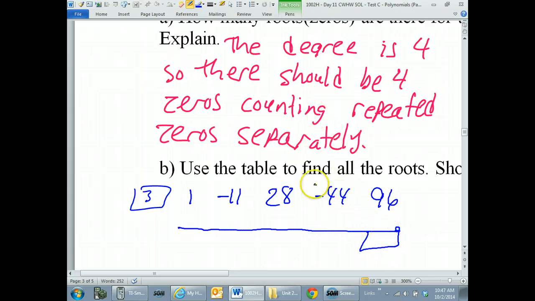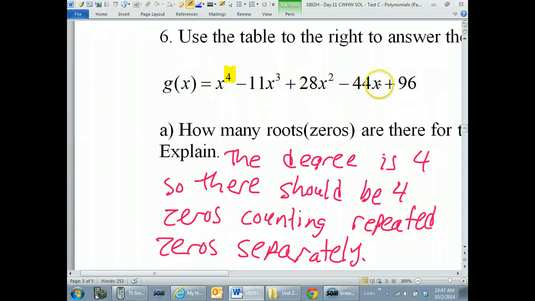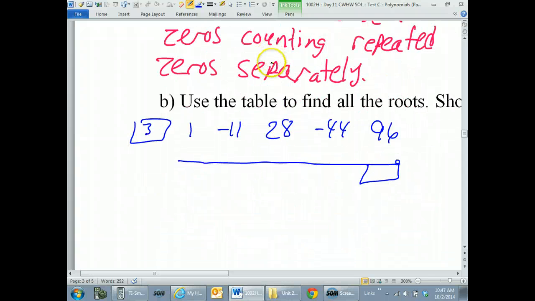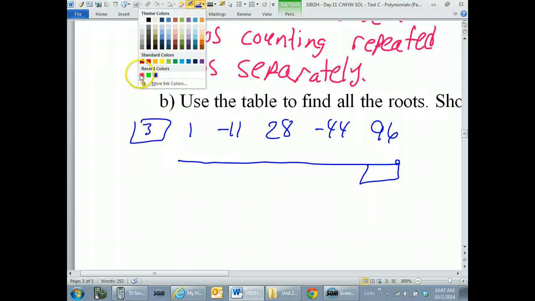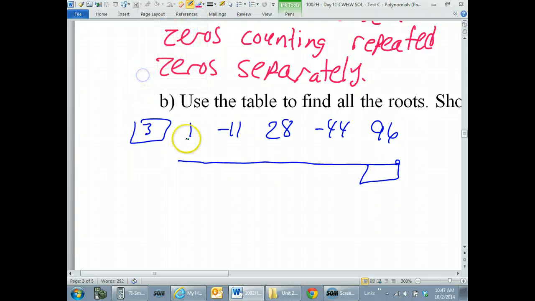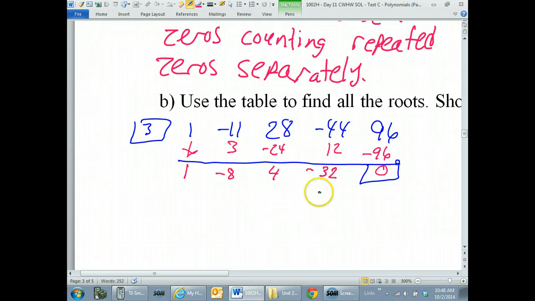Okay, so we're going to do our synthetic division. Those numbers were the coefficients of this polynomial. So here we go. I bring this down. I multiply, I get 3. I add, I get negative 8. I multiply, I get negative 24. I add, I get 4. I multiply, I get 12. I add, I get negative 32. I multiply, I get negative 96. Add, I get 0.